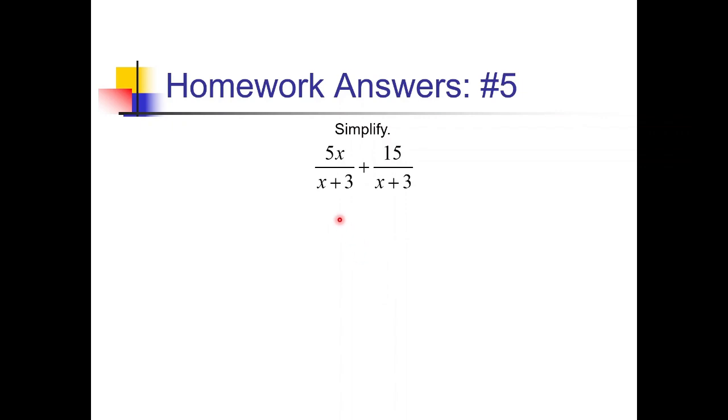For this problem, we have x plus 3 as a common denominator, so I'm going to go ahead and merge my numerators together. So that's 5x plus 15 up there. Now I can factor 5x plus 15. If I take a 5 out of that, that leaves me with x plus 3, which I can then cancel with the denominator. So I actually can go a little further here. So that ends up equaling 5.